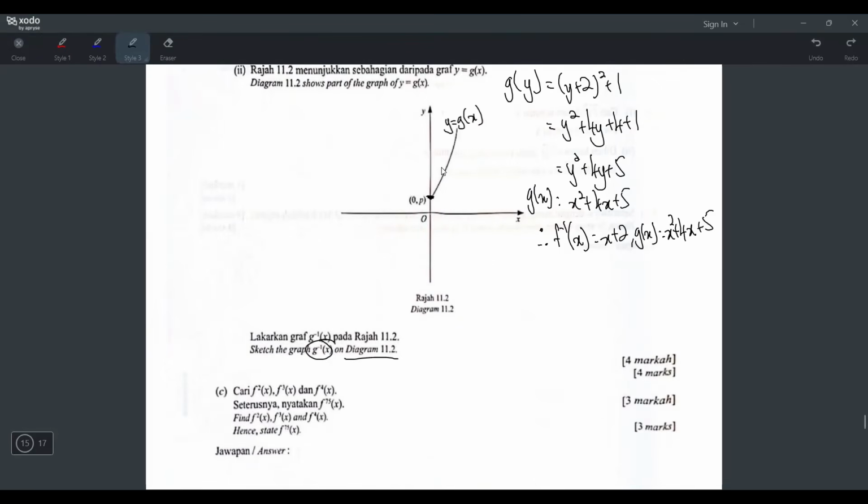All right, this is g(x). How do you draw g inverse x? We all know g inverse x is what? Let's say this is the object, this is the image, right? So this is your function, this is your function, this is your function, right?